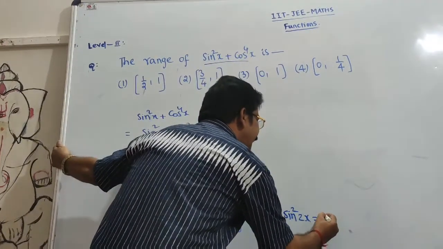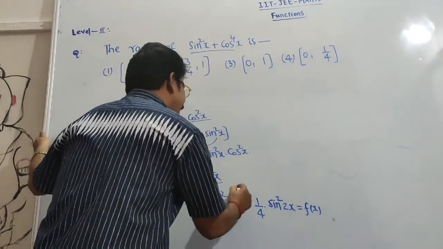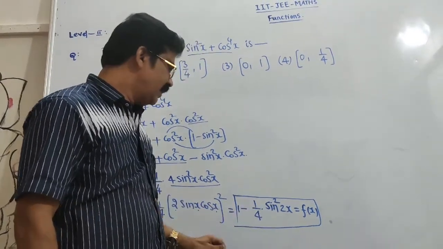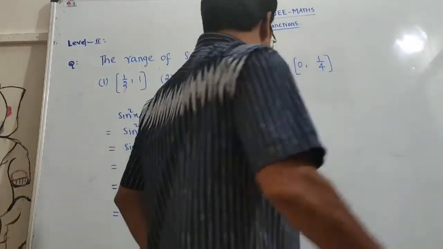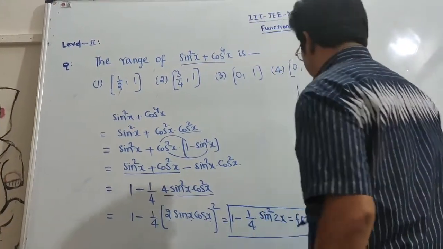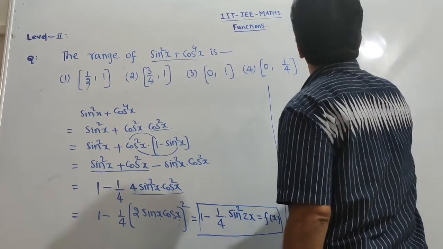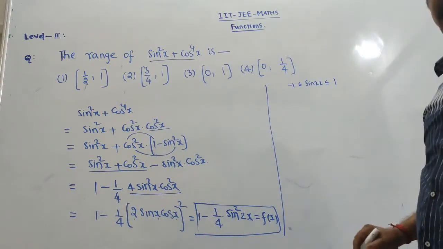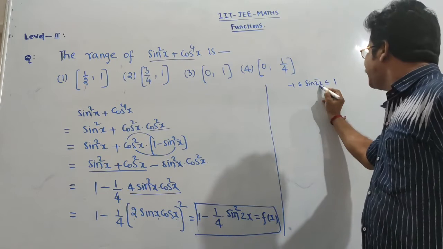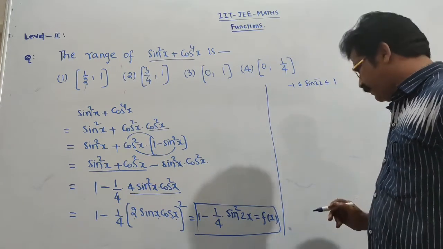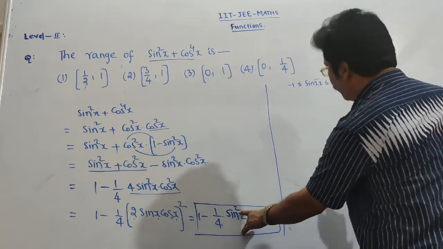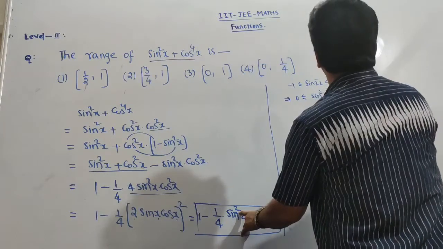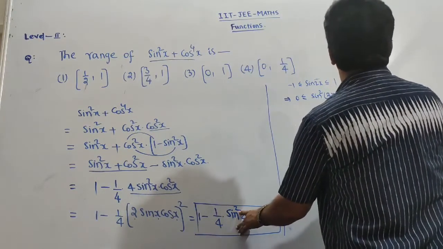So let it be f of x. So f of x, the given function, is simplified as 1 minus 1 by 4 into sine square 2x. So therefore now by using the basic formula, sine theta lies between minus 1 and plus 1. Let it be theta. Sine theta lies between minus 1 and plus 1. Gradually let us obtain the whole square. So what does it mean? 0 is less than or equal to sine square of 2x, which is less than or equal to 1.